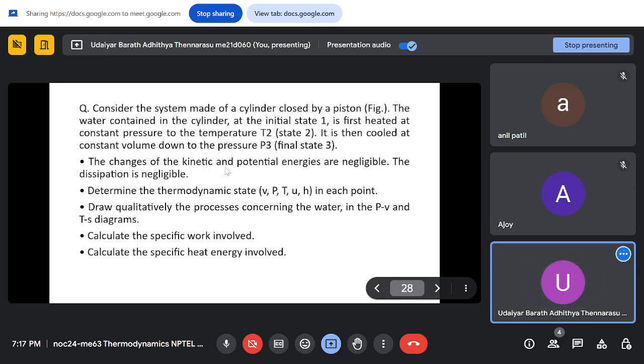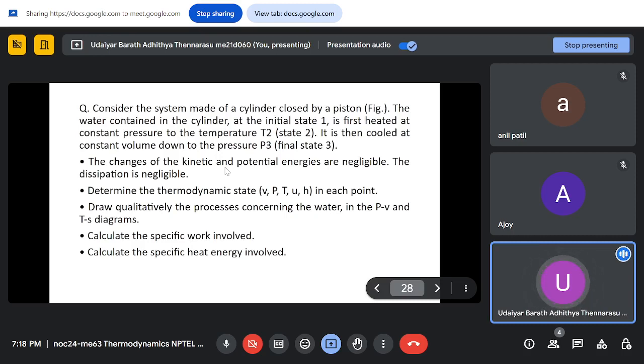So I think this is my last problem. Consider the system made of a cylinder closed by a piston, which is shown in the figure. The water contained in the cylinder at initial state 1 is first heated at constant pressure to the temperature T2. It is then cooled at constant volume down to pressure P3. You can neglect both kinetic and potential energy, and you need to determine the thermodynamic state at each point.